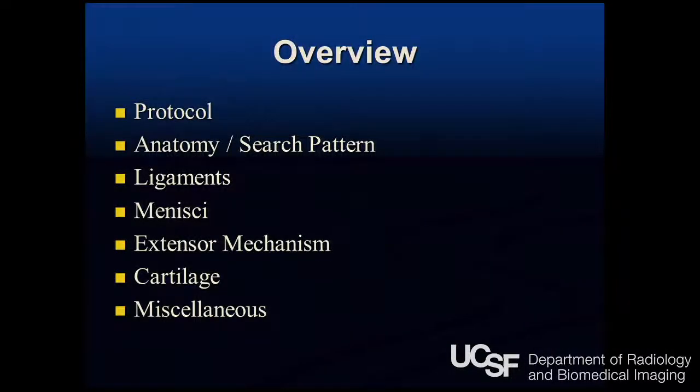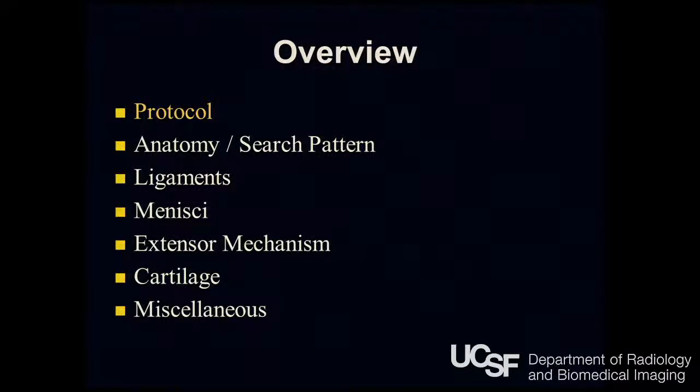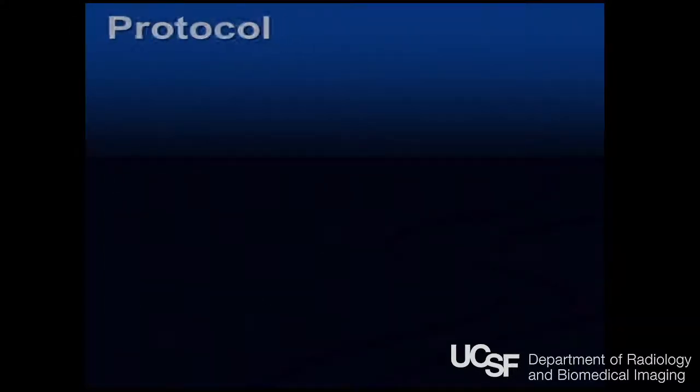So we'll begin with an overview, much like we did with the shoulder. We're going to discuss the protocol, how we look at these. Next, we'll move on to anatomy and search patterns in terms of MRI of the knee, and then really focus on ligaments and meniscus, as well as the extensor mechanism, and then we'll touch on cartilage and miscellaneous findings. So first, we'll discuss the protocol.